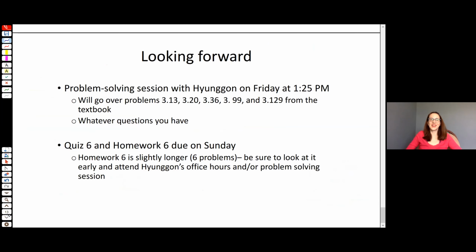All right, final slide. Problem solving session with Hyungan on Friday. These are the problems we'll look at. Just a note on homework 6 and quiz 6, the homework is a little bit longer. In the past, I've given you maybe 5 questions on the homework. This one has 6 questions, so just make sure to look at it early and go ahead and attend one of Hyungan's office hours or the problem solving session if you have any questions on any of the problems there.